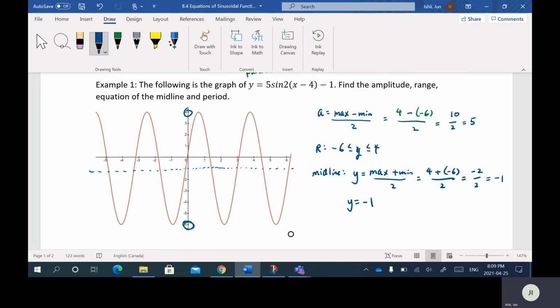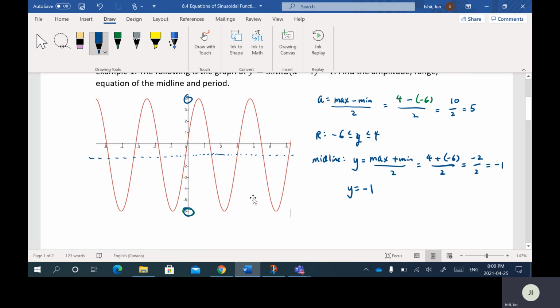Now, the last one here is the period. The period might not be too obvious, so basically what I'm going to do here is guesstimate. I'm going to take into account this maximum and this maximum, and find the distance between these two in terms of the x. It looks like this x value here, if I draw a line down, and again this is just an estimation, could be, I don't know, maybe 0.6-ish.